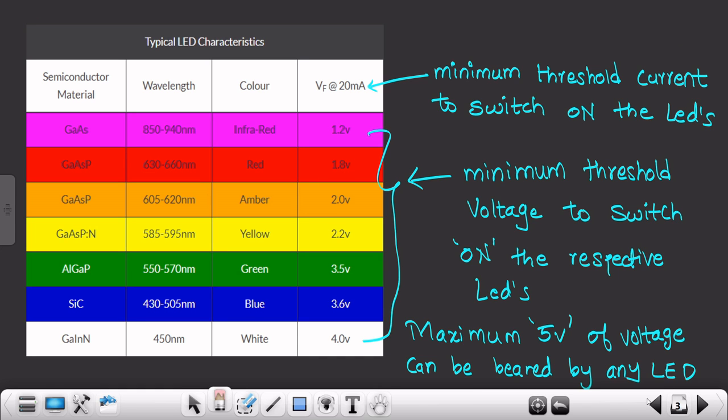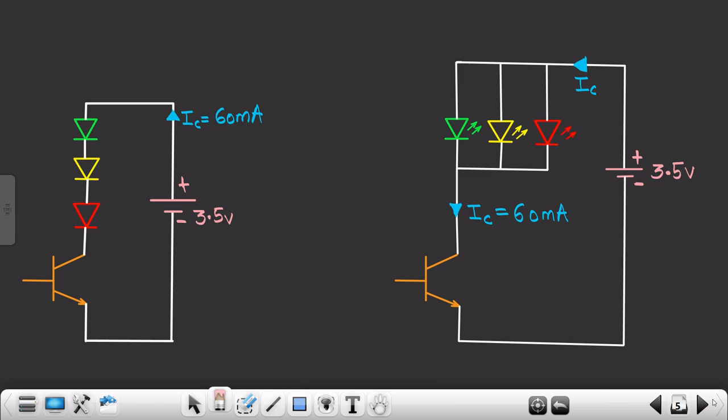But in the case of a white LED, the chance is very low. Why? Because the minimum threshold voltage to operate this white LED is 5 volts. All right, so moving forward.